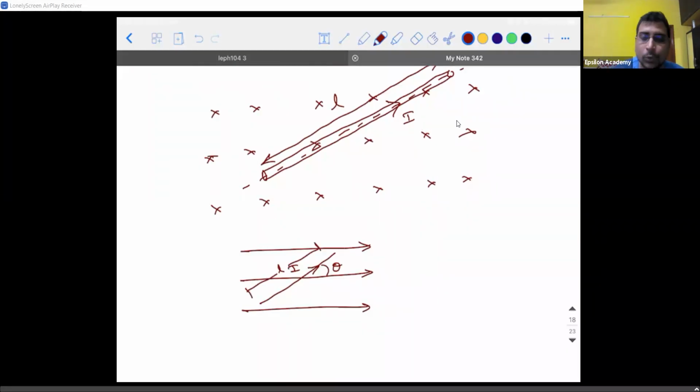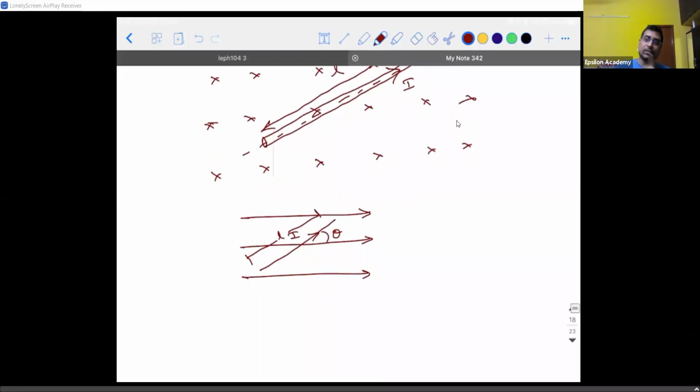now see what is going to happen. So when the current is flowing in this direction, what is the direction of electron? Is it not exactly in the opposite direction?